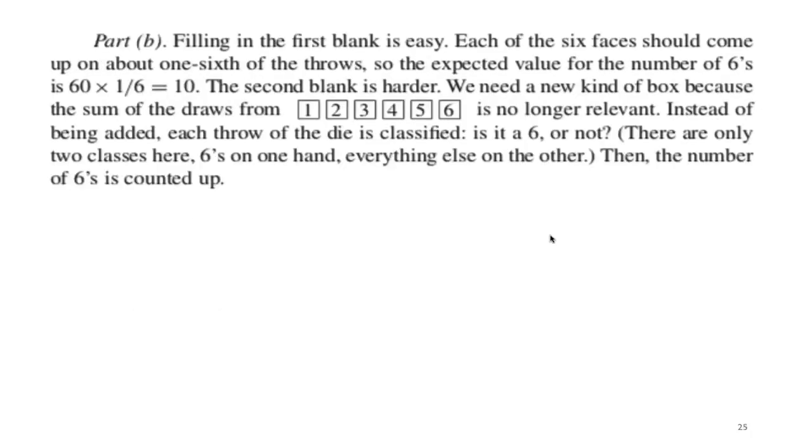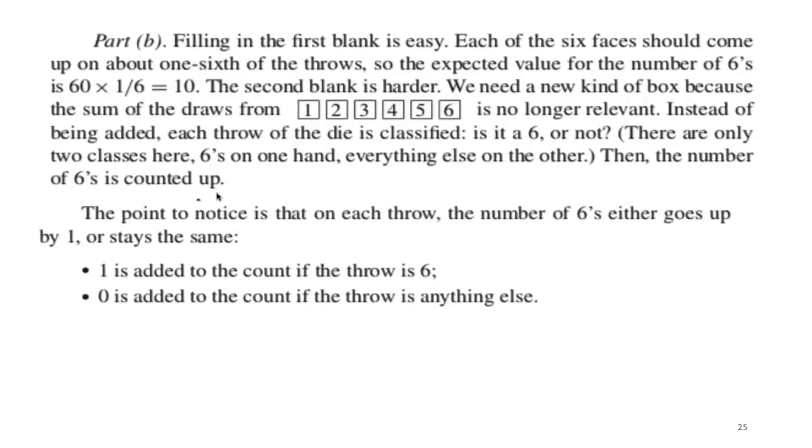Now to find the second part, if I pick 60 tickets from this box, I expect to get 10 of them to be a 6, because 1 out of 6 times we get a 6. So we expect 10 of them to be a 6. But to find the error of this is a little bit harder.